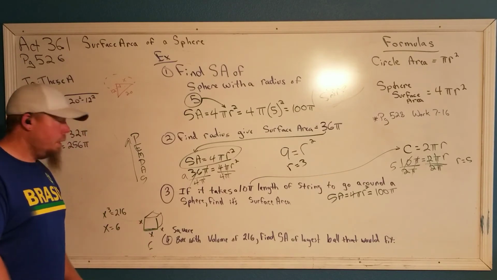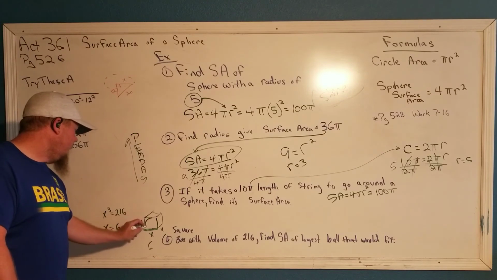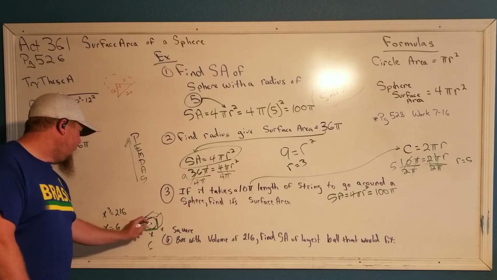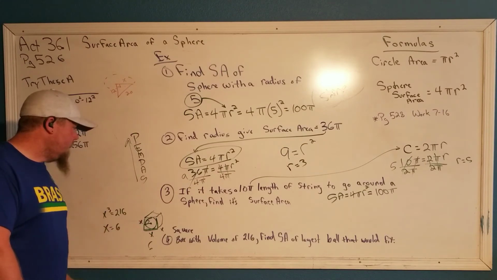Hopefully you're okay with that. And so if that length is 6, then if we're talking about the biggest ball that can be inside this box, that radius has to be half of that. So the biggest radius it can fit would be a radius of 3.